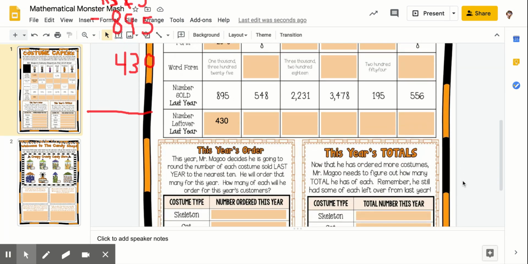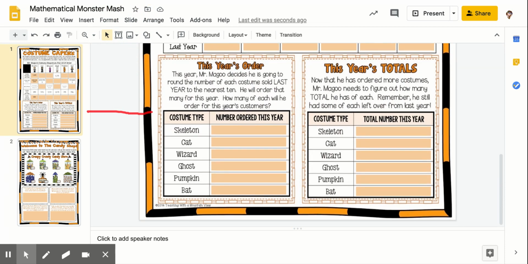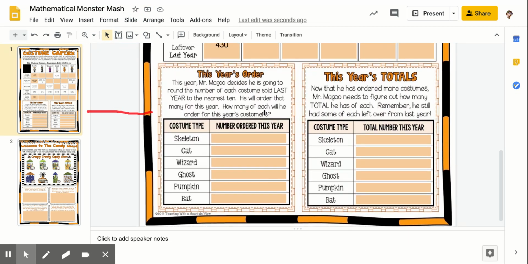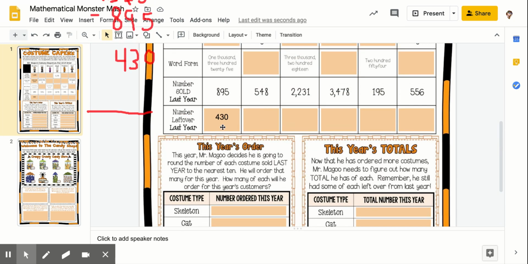The next part is filling out this bit. So we have this year's order. So this year, Mr. Magoo decides that he's going to round the number of each costume sold last year to the nearest 10. So instead of having so many left over, right, he's going to take the number that he sold last year, and he's going to round that to the nearest tens place to figure out how much he's going to order this year, right? So that's what we're going to be doing in that table.